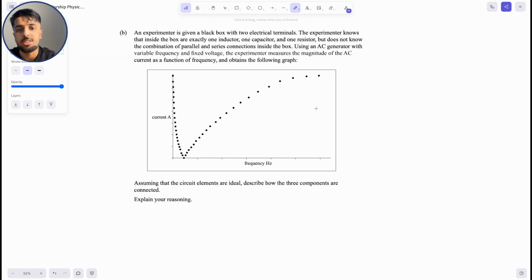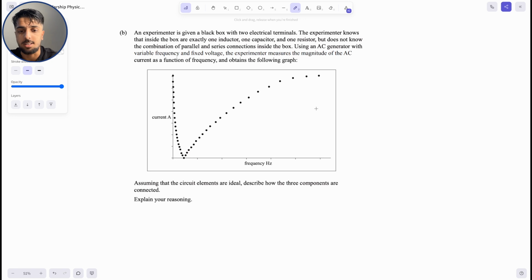An experimenter is given a black box with two electrical terminals. The experimenter knows that inside the box there is exactly one inductor, one capacitor, and one resistor, but does not know the combination of parallel and series connections within the box. Using an AC generator with a variable frequency and a fixed voltage, the experimenter measures the magnitude of the AC current as a function of frequency and obtains the following graph. Assuming that the circuit elements are ideal, describe how the three components are connected.